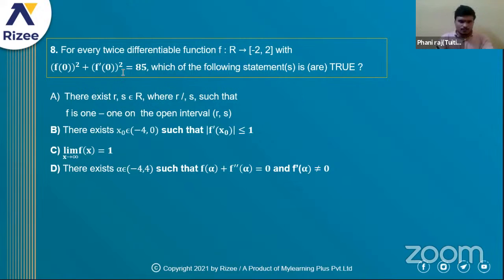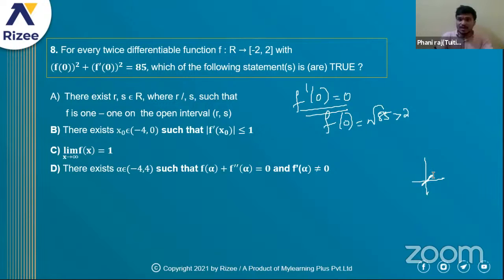f of 0 square plus f dash of 0 square equal to 85, which of the following statements are true? Okay. Now you see there is an interval. We only know about 0, so let's just investigate. If f dash of 0 is 0, f of 0 can be what? Square root of 85, which is beyond 4, beyond 2. So f dash of 0 is not 0. That means f dash of 0 is either positive or negative. We do not know. That means f is strictly increasing or decreasing in some open interval around 0, by the definition of differentiability. Very small, minus epsilon to plus epsilon.